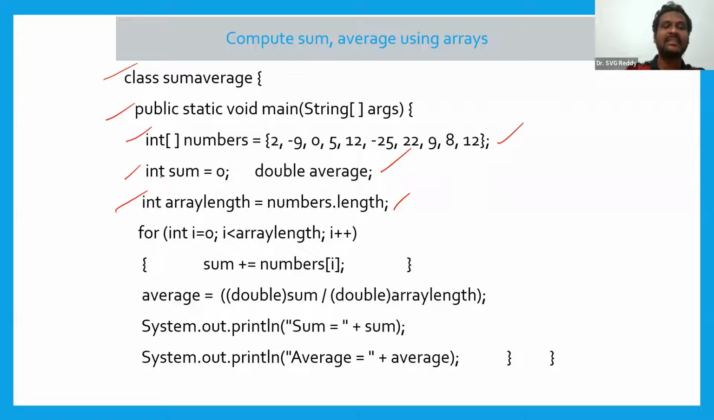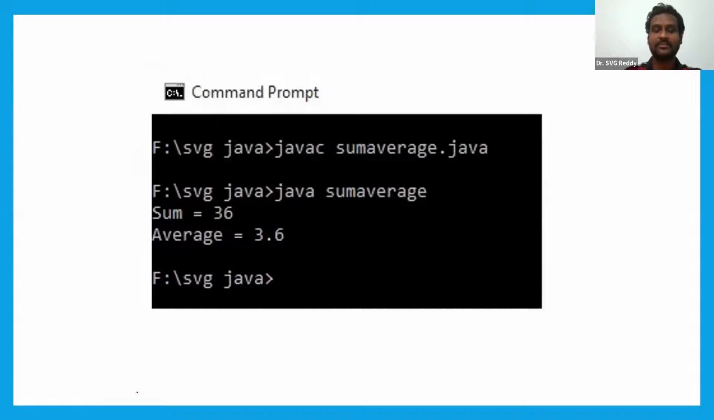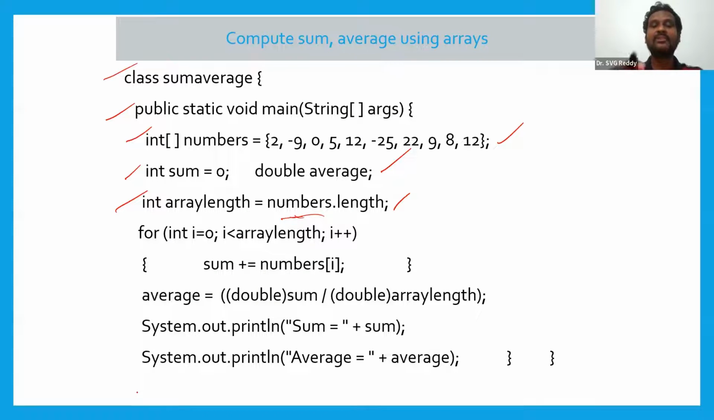So int arrayLength is equal to numbers.length. Numbers.length simply calculates the length of the array, which is 10. Now we are going for the for loop here. For i equal to 0, i less than arrayLength, i plus plus: sum is equal to sum plus numbers of i. We hope you know this. Sum is equal to sum plus numbers of i.